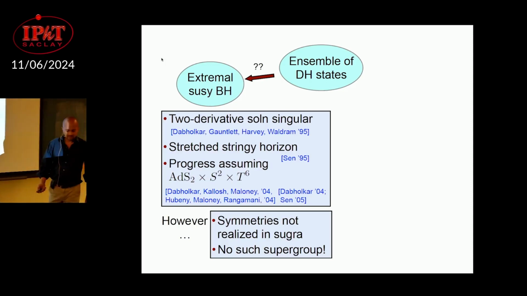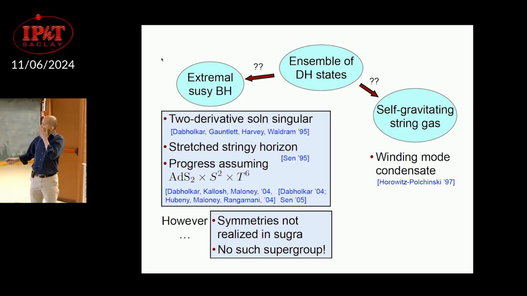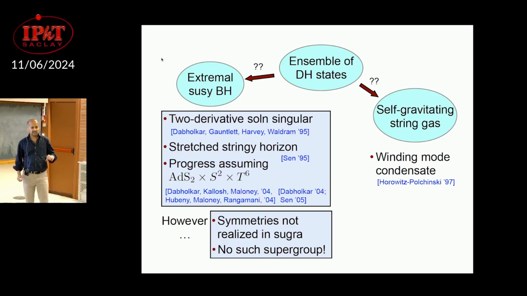Now this I'll call a kinematic problem. It has to do with symmetries. There's also a dynamical problem, which is that there is another solution due to Horowitz and Polchinski, which is often called a self-gravitating string gas.